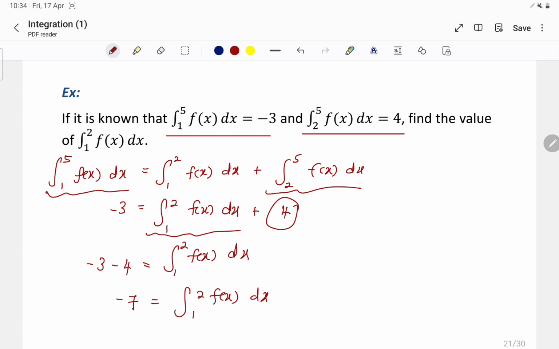So that's it for this subtopic. We will go through another subtopic, which is area under a curve or area between two curves, in another video. Thank you.